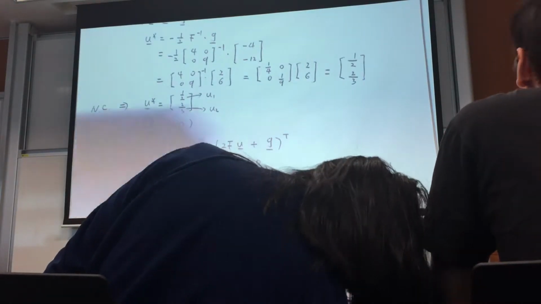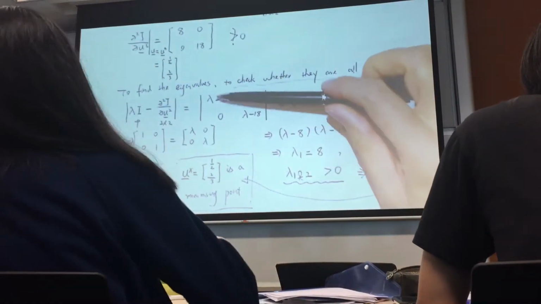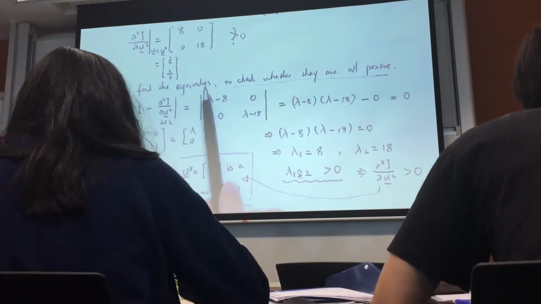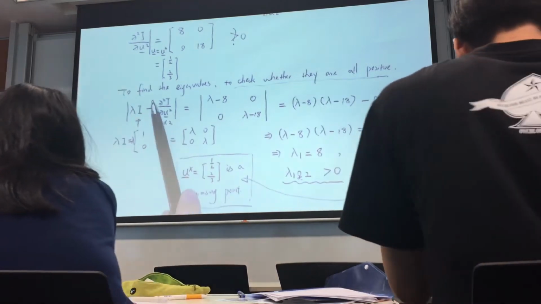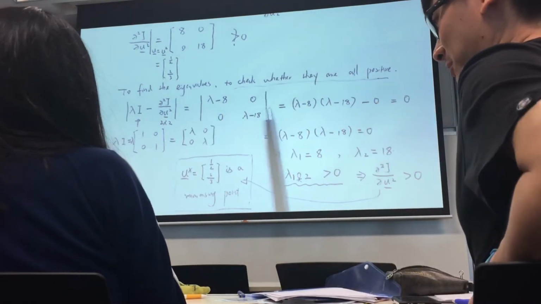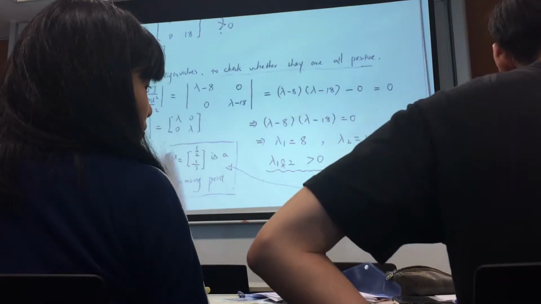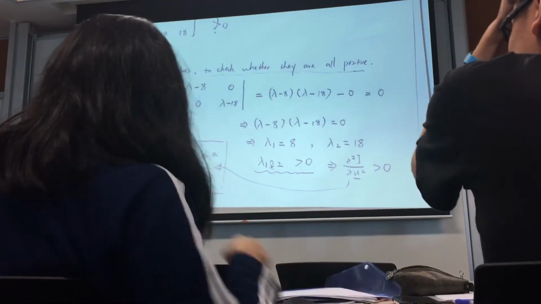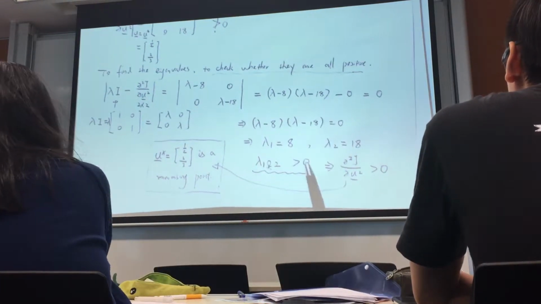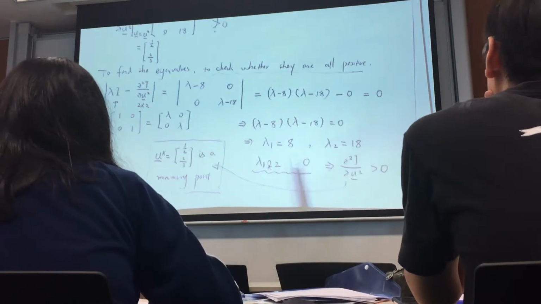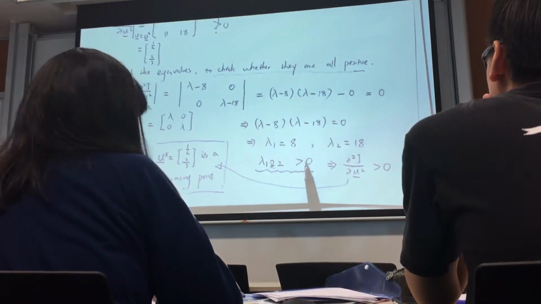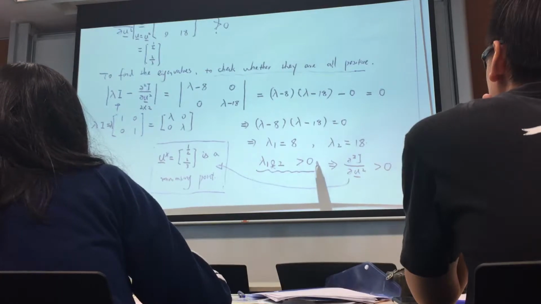For that, let's follow the method that we use to calculate eigenvalues. We evaluate the eigenvalues for this matrix. You need to evaluate the determinant, so you can calculate the two eigenvalues. In this case, the two eigenvalues are 8 and 8. So we know both are positive, both are greater than 0.